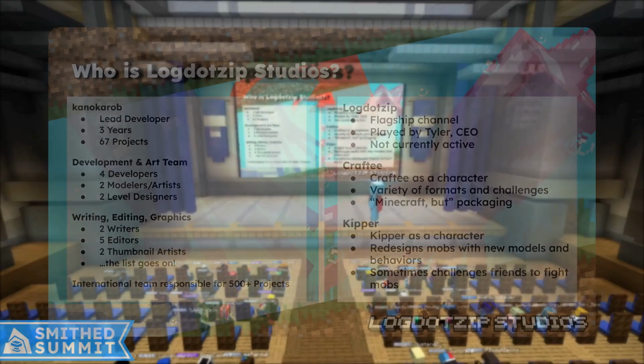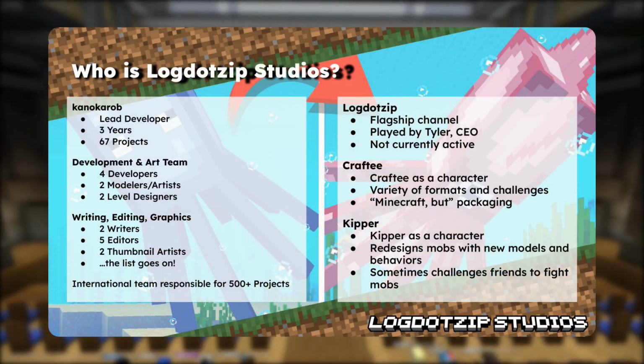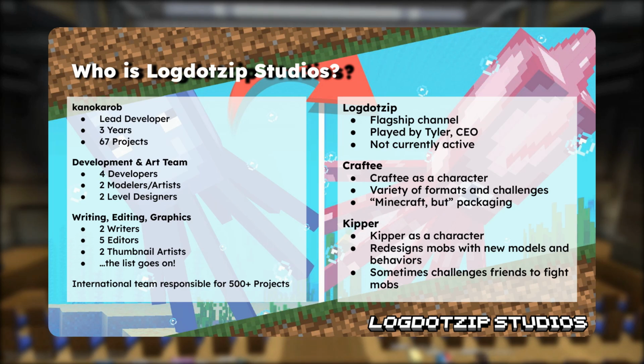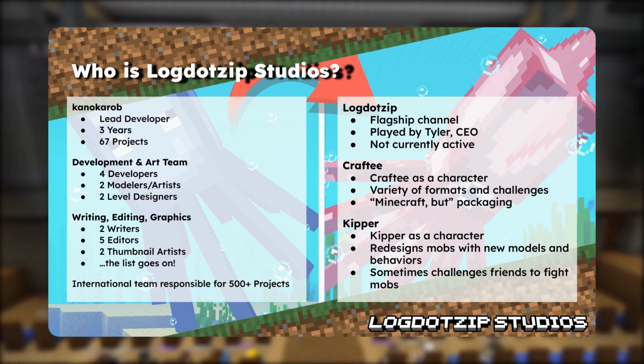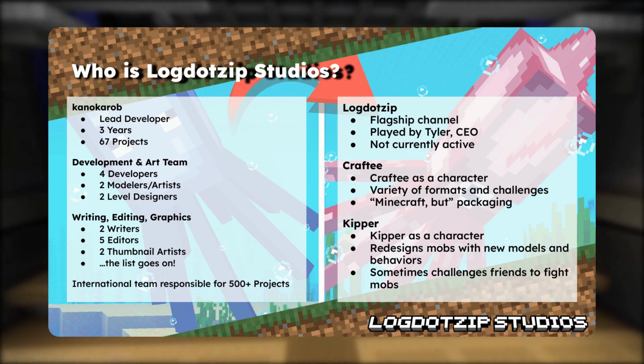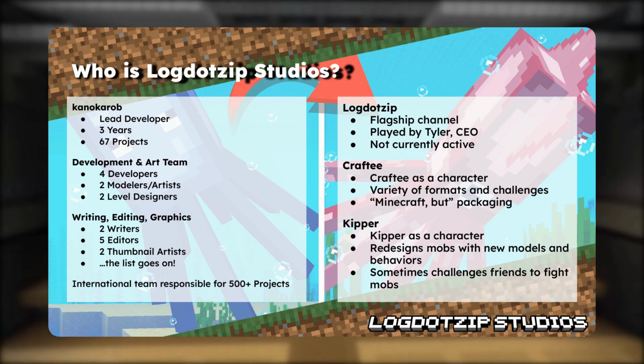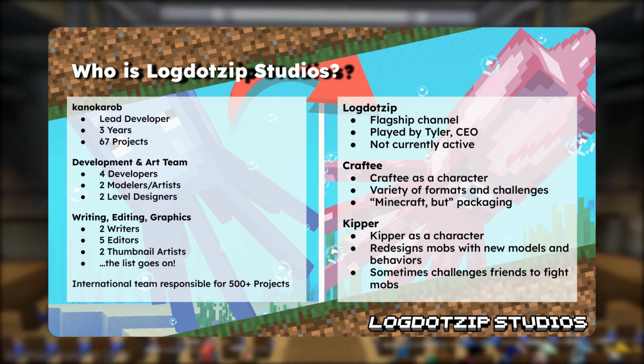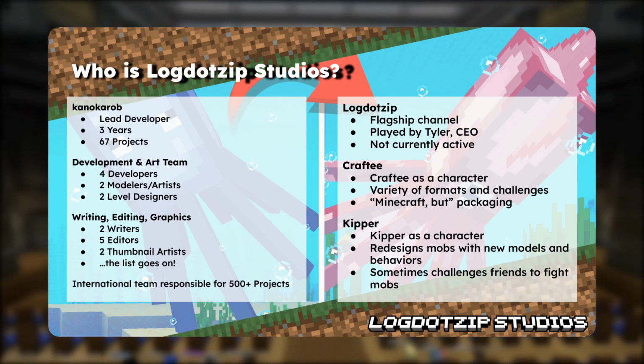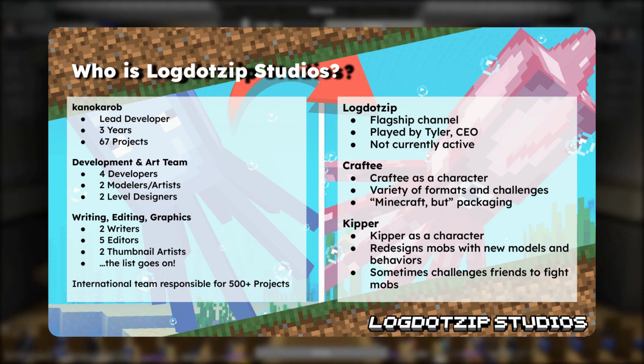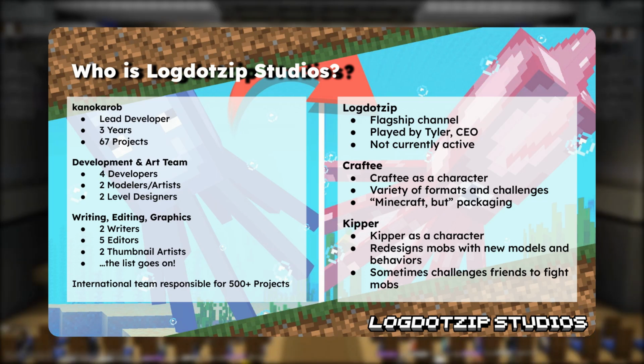So we'll start off, who is log.zip Studios? So of course, like I said, I'm Kanokarob. I'm the lead developer here at log.zip Studios. I've been with the company for 3 years. And in that time, I've had a direct hand in about 67 projects, a little bit more than that by now. But as lead developer, that also means that I supervise the development and art team, provide feedback and tools and tips for all of the projects that go through our departments, as well as review all of the outlines that come in from the writing team for the kinds of projects, the videos that we intend to make, as well as assign those to the respective teams.